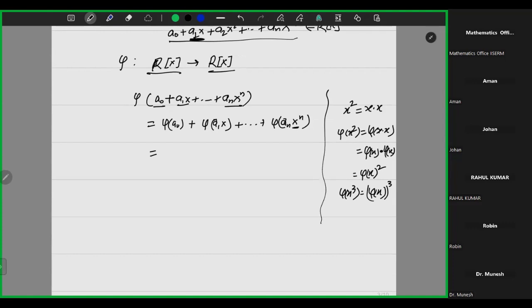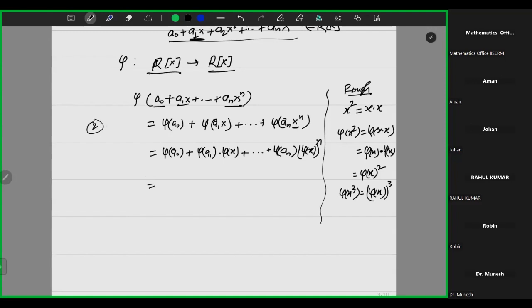Use these properties. Then you will get phi of a naught plus phi of a1 into phi of x plus and so on, phi of an into phi of x power n, that will become phi of x whole power n by induction, using this rough calculus. Okay, so use those properties here.